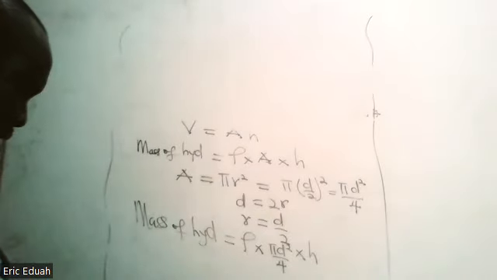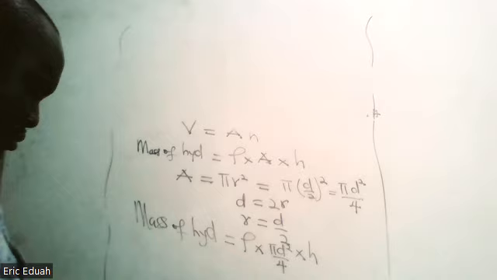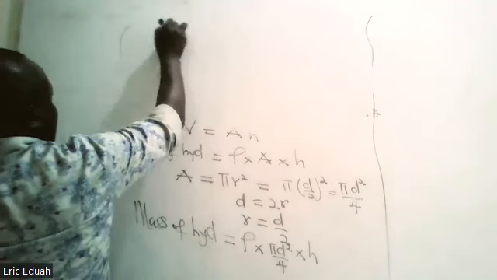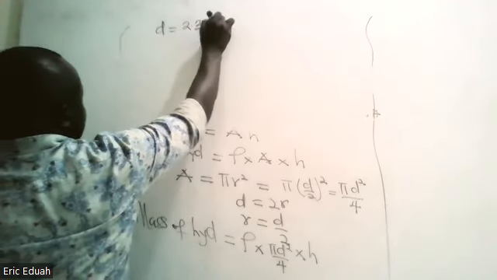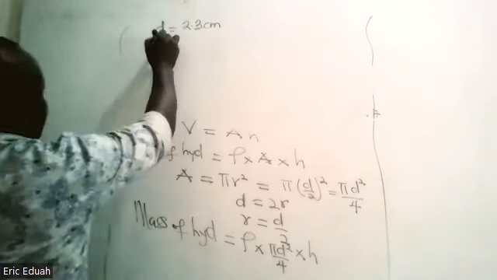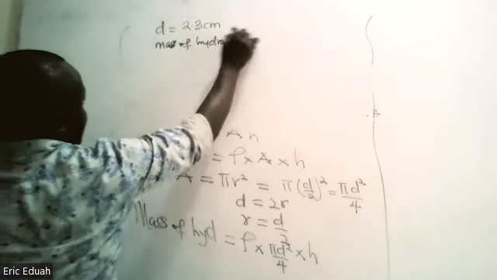So we have everything. I think the question gave us the mass of the hydrometer. The diameter of the hydrometer is 2.3 centimeter. Then the mass of the tube with its content is 80 grams. So mass of hydrometer is 80 grams.